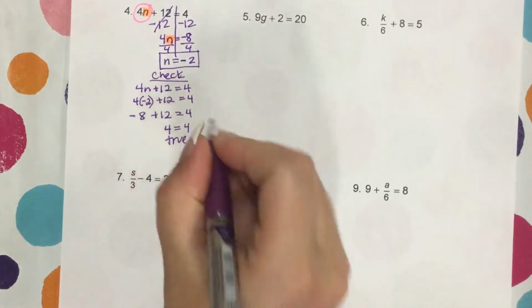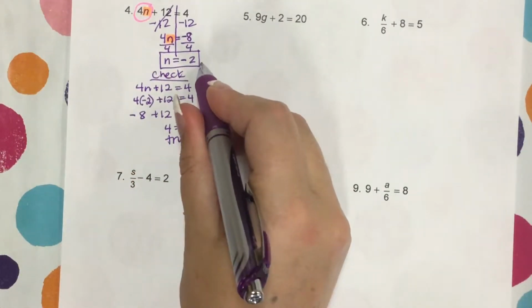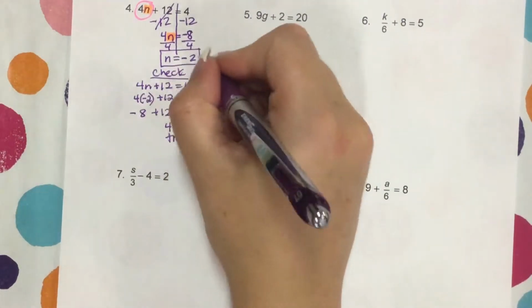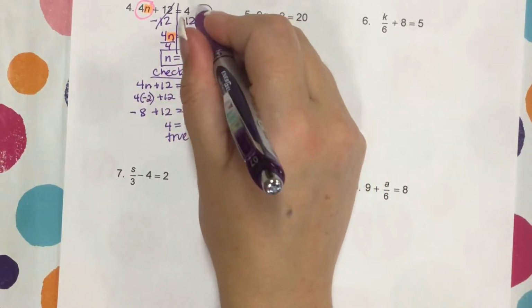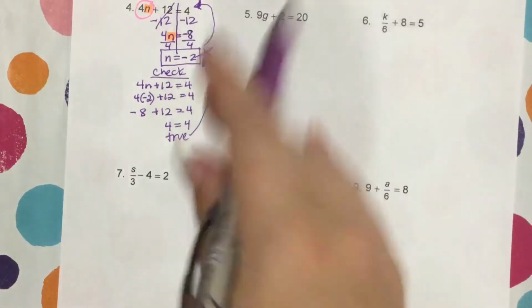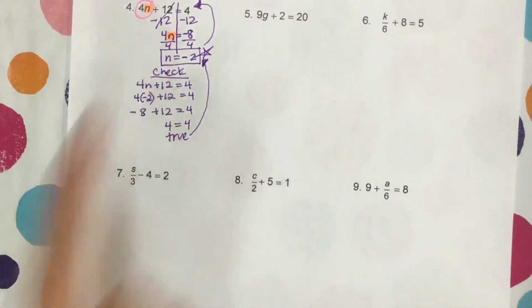So this is a true statement, which means that this solution right here is correct, and this is the solution to the original problem. Perfect. On to number 5. I hope you got that one right.